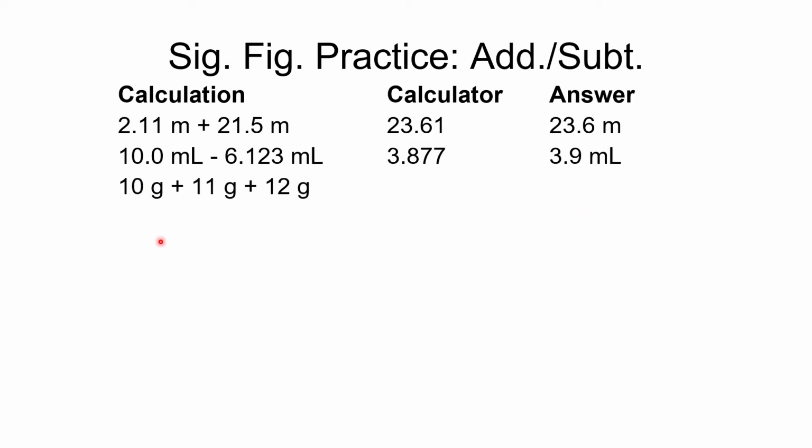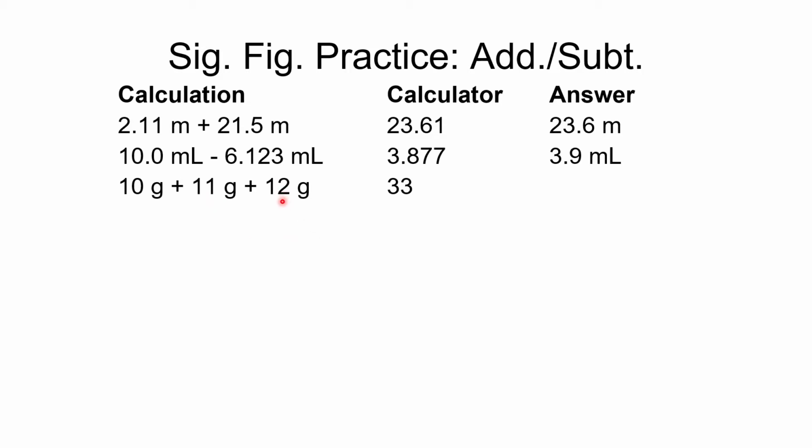All right. So next, this is one that usually drives people a little bit batty, and it has to do with the fact that our decimal place doesn't necessarily have to be to the right of a decimal, and in fact, it doesn't even have to have a decimal in the number for this rule to apply. So here, when we write 10 plus 11 plus 12, we of course are going to get 33 in our calculator, but we want to look at the last significant figure in each of these quantities. Here, the last sig fig is in the tens place, this one is in the ones place, and this one is also in the ones place.